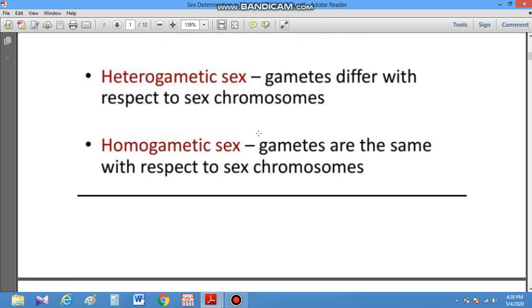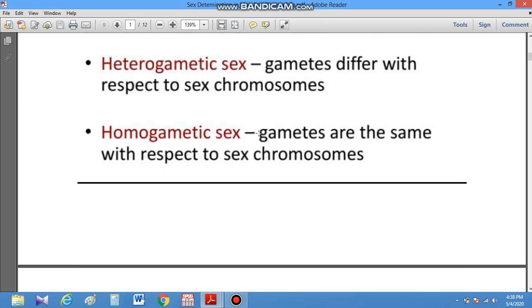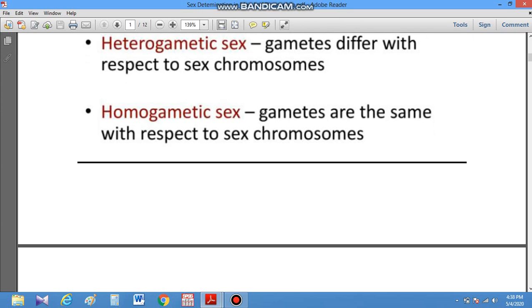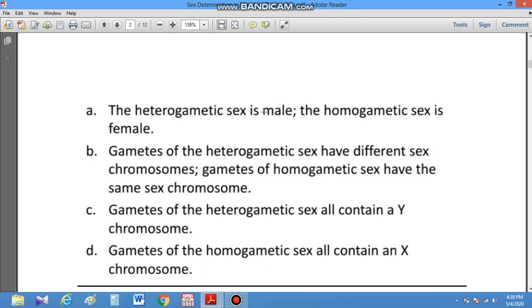Two types of sexes are there. Sex may be heterogametic or homogametic. In heterogametic sex, gametes differ with respect to sex chromosome, and in case of homogametic sex, gametes are the same with respect to sex chromosome. When we talk about the heterogametic sex, basically they are male, and homogametic sex, they are female.